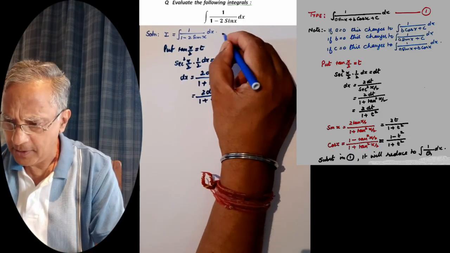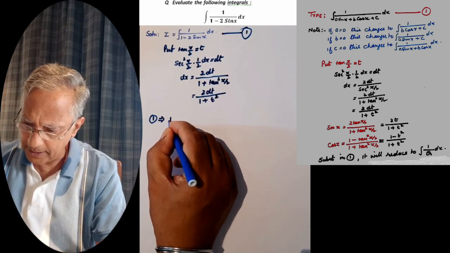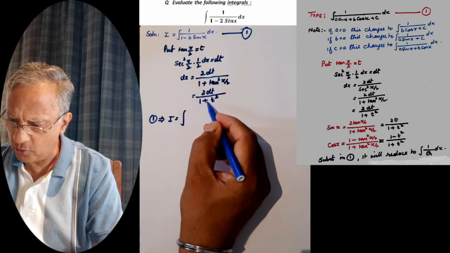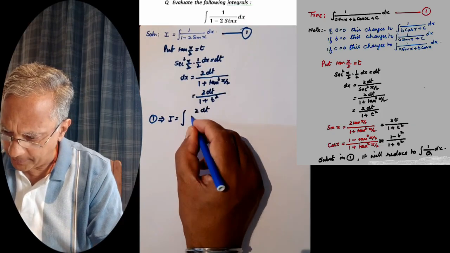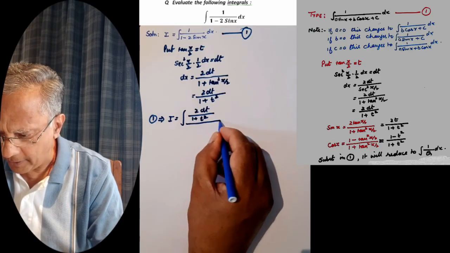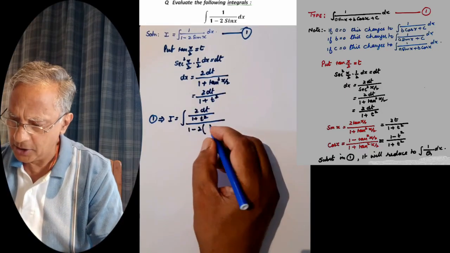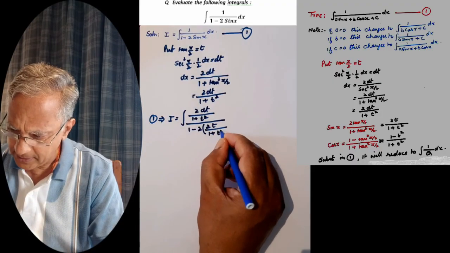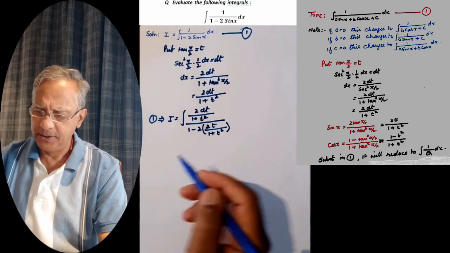Now substituting in 1. So 1 implies I is equal to integral. Now in place of dx we have 2 dt over 1 plus t square. So we have 2 dt over 1 plus t square whole divided by 1 minus 2 sin x. So sin of x is 2t over 1 plus t square. I have explained this earlier. You can see the side sheet.